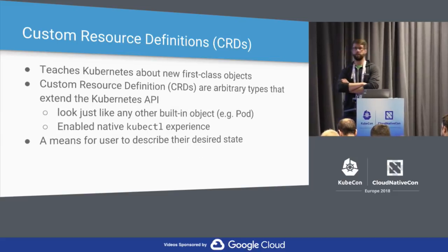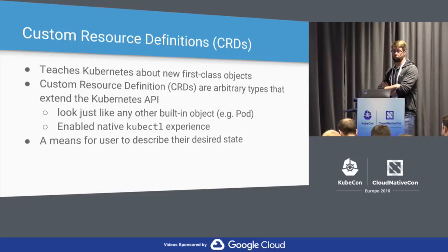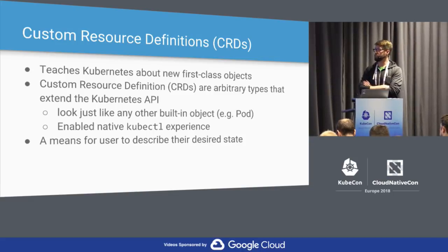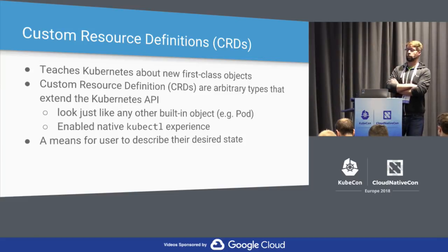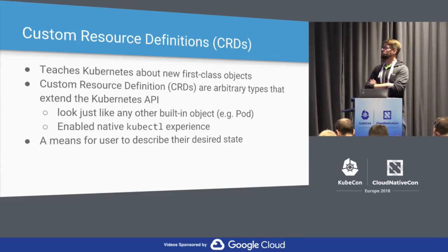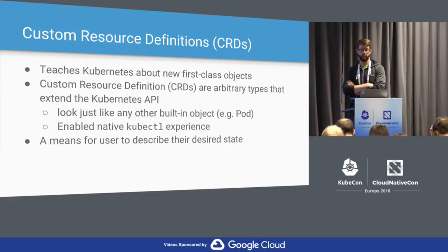And then the other thing that Rook uses, and many other projects use as well, to extend Kubernetes is something called custom resource definitions, or CRDs. These are the way that you teach Kubernetes about new objects. So in the Kubernetes API, you've got the built-in objects, pods and services and config maps and things like that. But with a CRD, you can declare arbitrary types, any type that you want. And then once you've defined that type, it looks just like any other object in the Kubernetes API, and you can even use kubectl to manage it as well.